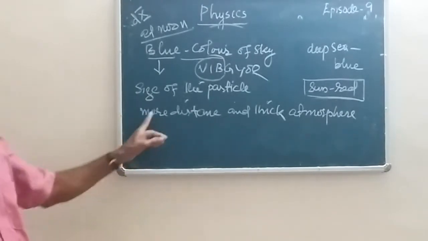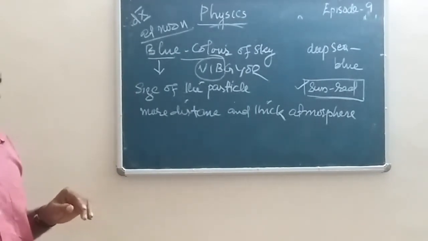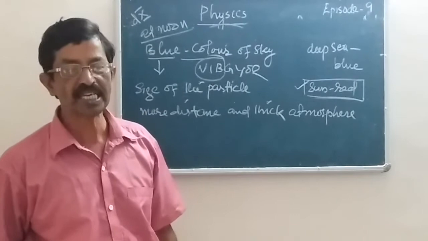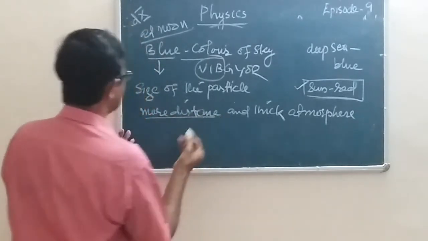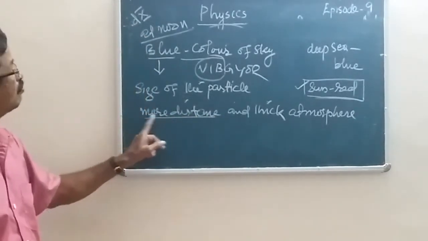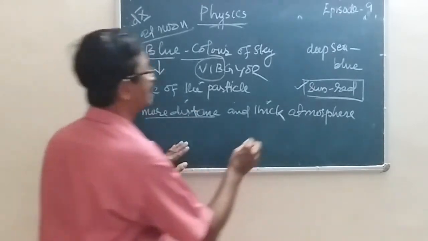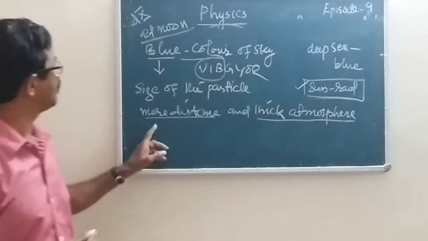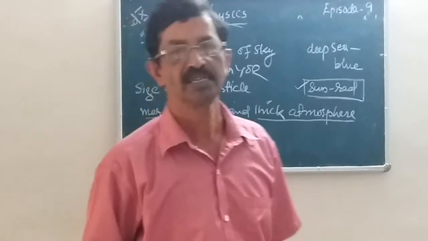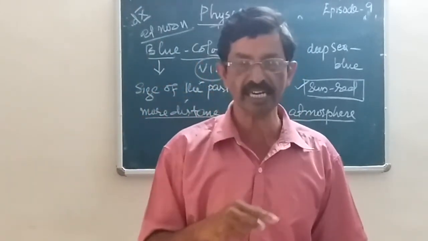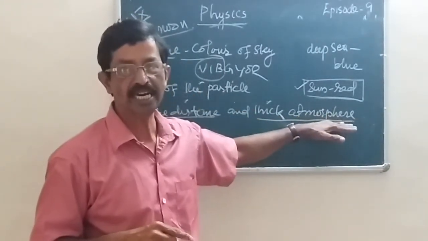Two things we want to remember here. One, in the morning and evening, the rising and setting sun appears red. Why does this happen? Because in the morning and evening, light from the sun has to travel more distance compared to all other times, and also it has to travel through thick atmosphere. Which are the two terms you want to specially remember? One is more distance and the second one is thick atmosphere.